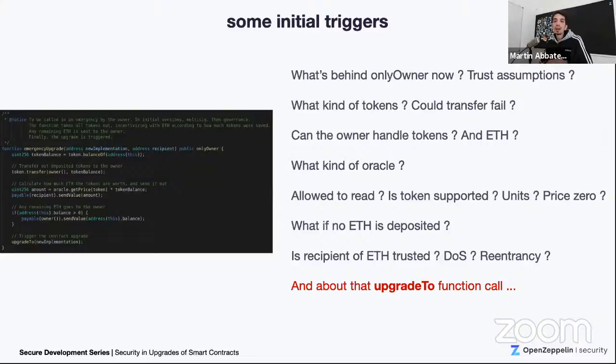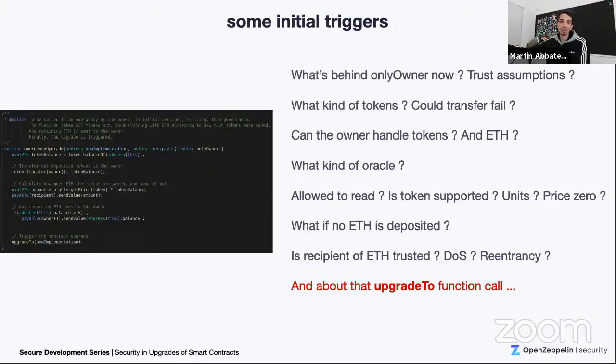To some extent, we might be trusting the recipient of this function code, like we are sending ETH to it. Perhaps this recipient could DOS this function, or perhaps could try to execute a reentrancy via another function. I mean, there are different trust assumptions in here as well.